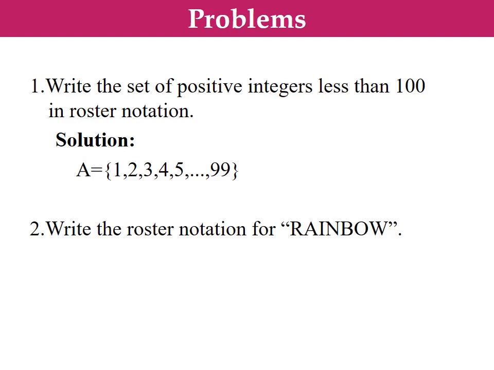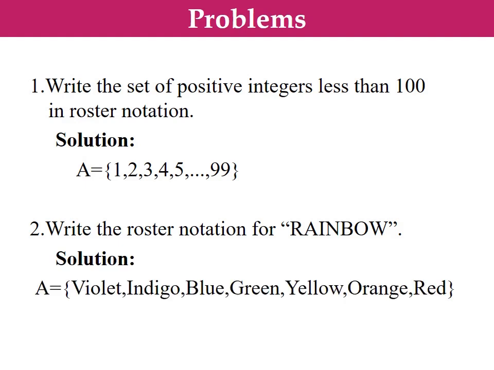Second one is write the roster notation for a rainbow. How many colors are there in a rainbow? Obviously we know it is 7. So how to write the solution? A is equal to the set of violet, indigo, blue, green, yellow, orange, red. In school days, you may have been given a shortcut, VIBGYOR, isn't it?